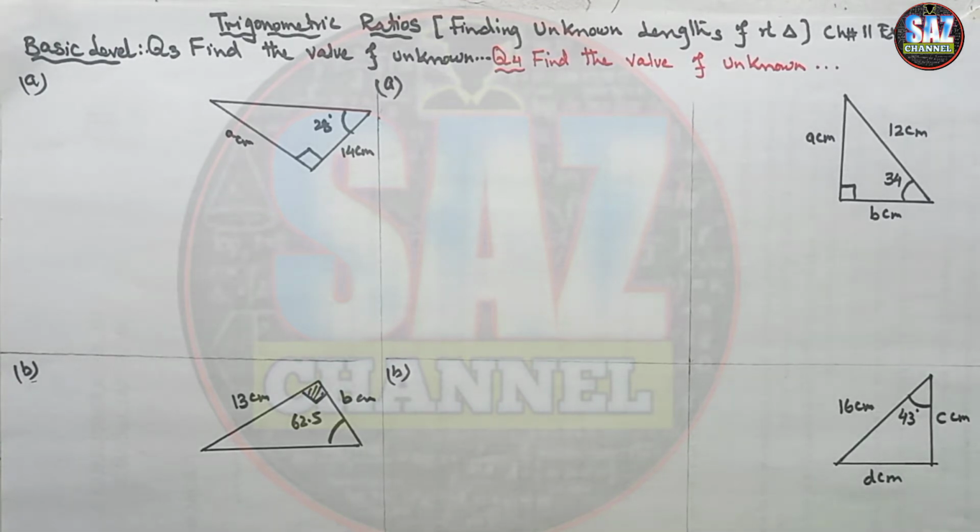This is my second lesson of D2, chapter number 11, exercise 11b. That is about the application of trigonometric ratios. In this lesson, we will be learning how to find the unknown sides of the right angle triangle by using basic trigonometric ratios. The focus will be given on how to decide which trigonometric ratio is suitable for finding the unknown of the question.